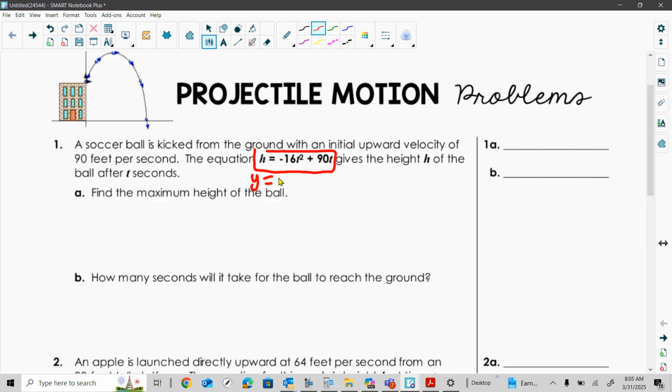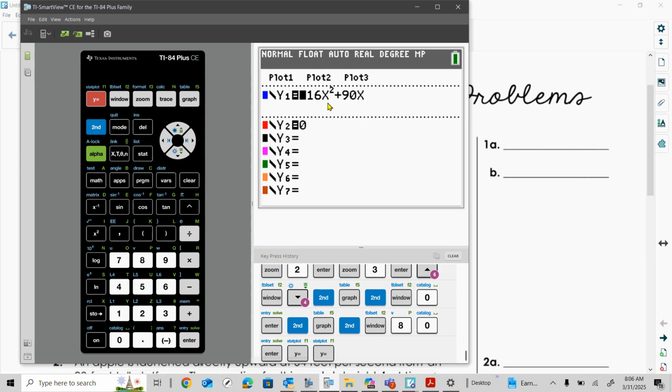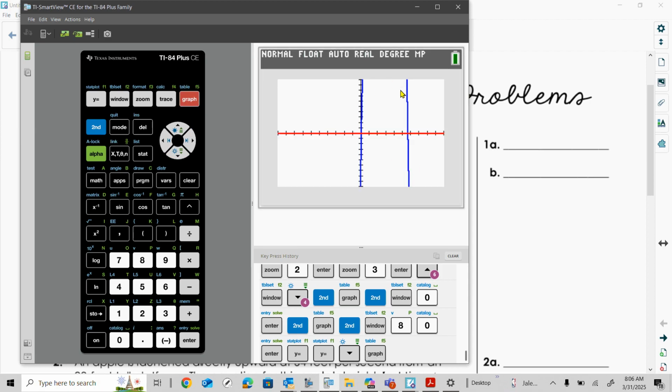So first, go to your y equals and type in the equation. There it is, okay, negative 16x squared plus 90x. You don't really need the y equals 0. You can just graph it, so you can highlight your x-axis. And what we have to see in the equation is the full flight. We have to get up to the height, to the vertex, the max.